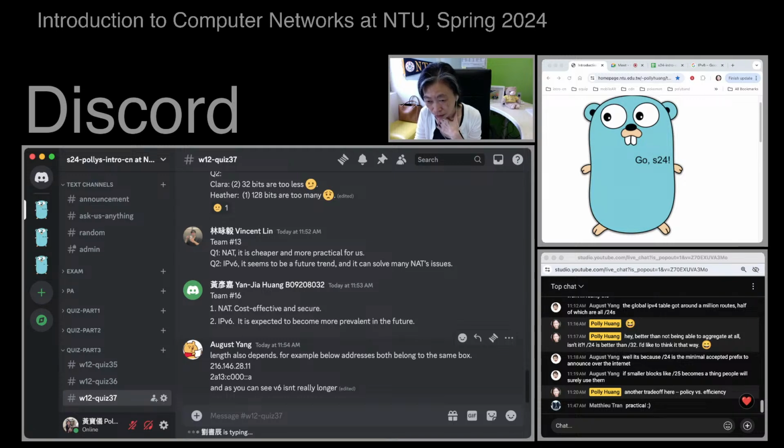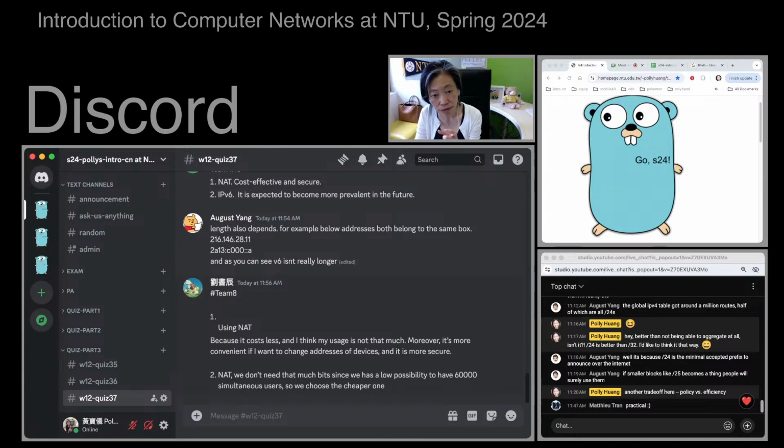Length also depends. For example, below addresses both belong to the same box. I see what you're saying. Yeah, so this is, I think, the address in terms of characters, but when it's converted back to the network byte, then IPv6 is still going to be longer, because in IPv6 we now use A, B, C, D. Each digit, the range of the values is bigger.